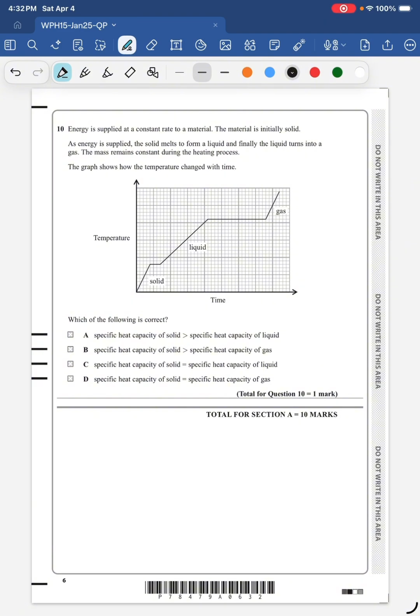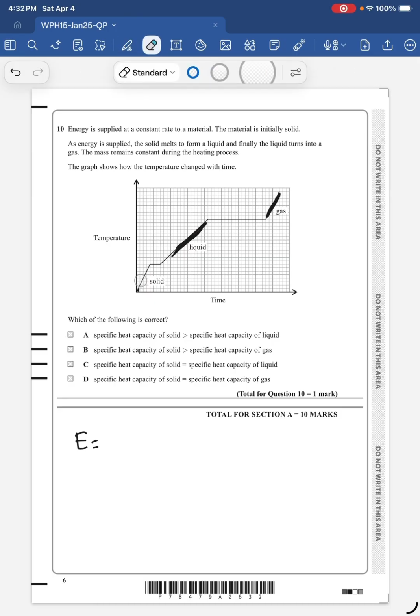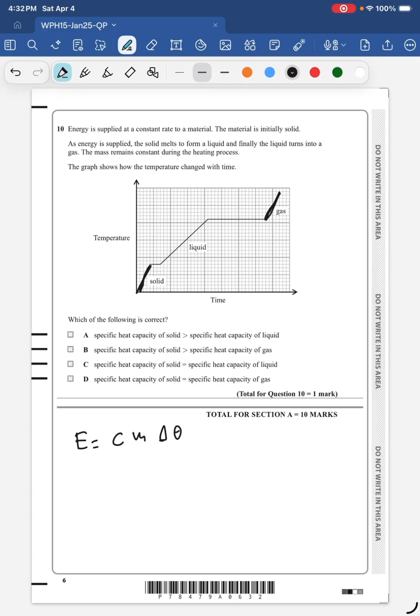Okay, so this is a question that concerns the gradients that we see here. So let's write a few things down to help us. So the energy in the parts of this graph where the material actually increases its temperature, but it's within the same state. Okay, so for example, here the temperature increases, but the material is solid. Here the temperature increases, and the material is a gas. So this increase is given by Cm times the change in temperature.